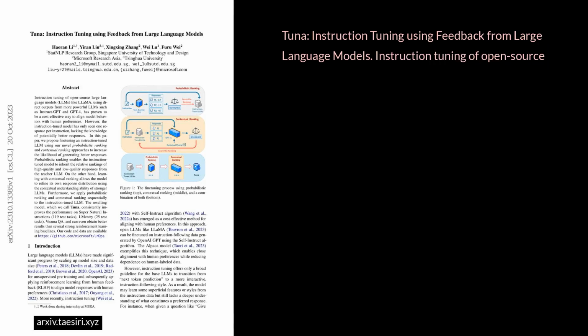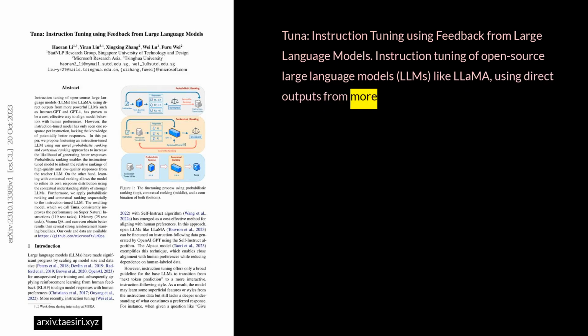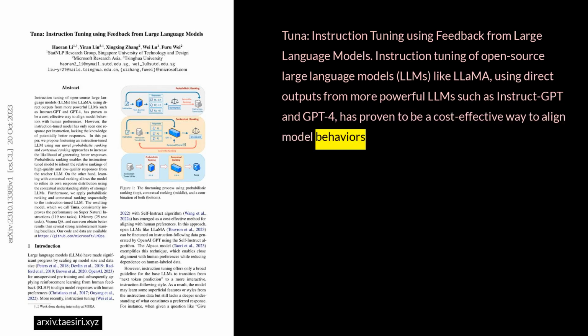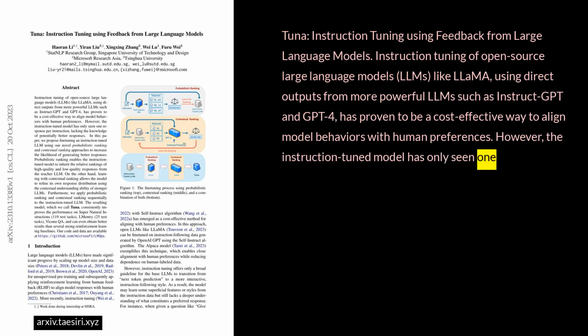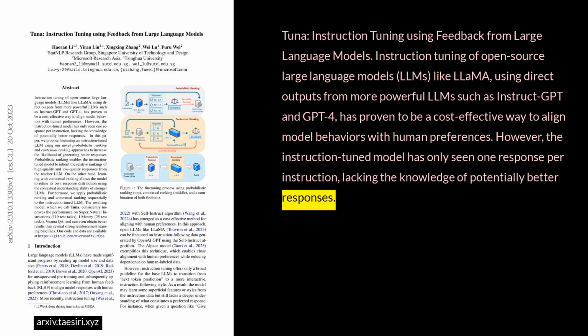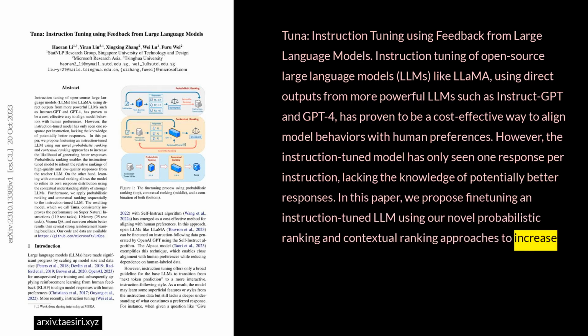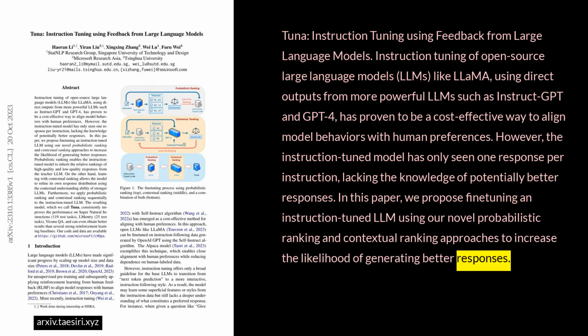Instruction tuning of open-source large language models (LLMs) like LLaMA, using direct outputs from more powerful LLMs such as InstructGPT and GPT-4, has proven to be a cost-effective way to align model behaviors with human preferences. However, the instruction-tuned model has only seen one response per instruction, lacking the knowledge of potentially better responses. In this paper, we propose fine-tuning an instruction-tuned LLM using our novel probabilistic ranking and contextual ranking approaches to increase the likelihood of generating better responses.